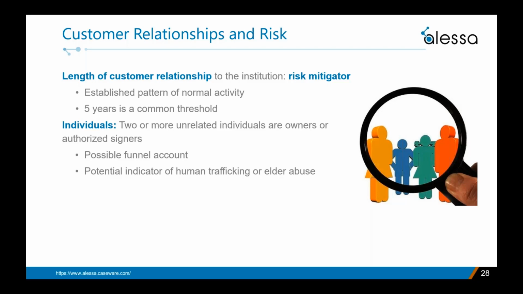Or more and more, we're seeing cases of human trafficking or elder abuse where an account in one person's name, the victims, is actually controlled against their will by another party. So if there's no good explanation, then the account should be considered higher risk and monitored more closely.